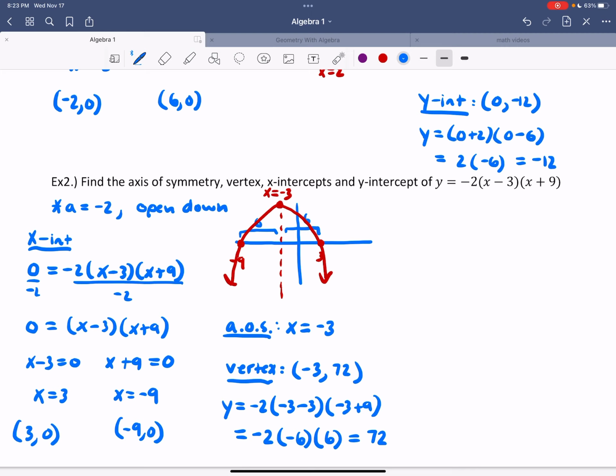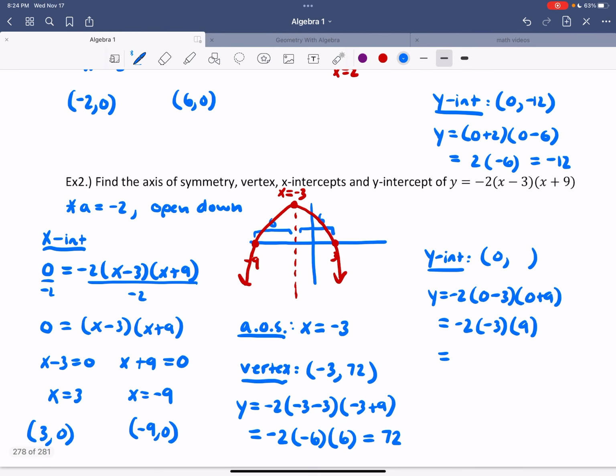So the only thing we haven't found here yet is the y-intercept. When we do that, we're going to plug a 0 in for x. So we have y equals -2 times 0 minus 3 times 0 plus 9. So I have -2 times -3 times 9. -2 times -3 is 6. 6 times 9 is 54. So my y-intercept is at 0, 54.